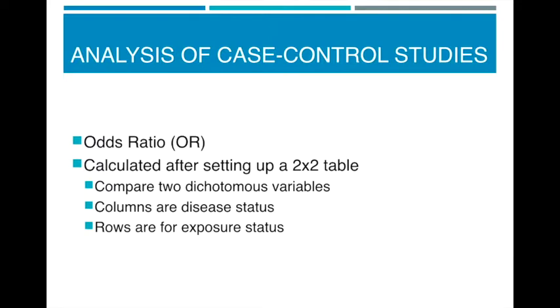Case control studies use the odds ratio to analyze the data collected. The odds ratio, or OR, is one way to quantify how strongly the presence or absence of some property A is associated with the presence or absence of some other property B in a given population.